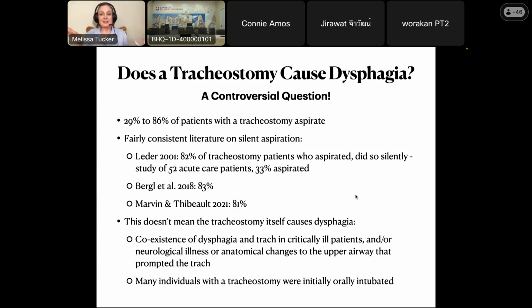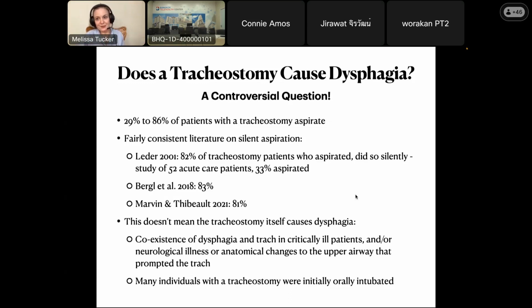So, does a tracheostomy cause dysphagia? That word cause being very important. It's a more controversial question than you might think. I was trained that yes, a tracheostomy does cause dysphagia, and patients with tracheostomies have dysphagia, have aspiration, more than their non-tracheostomized counterparts. That's actually a pretty complicated question, as it turns out.